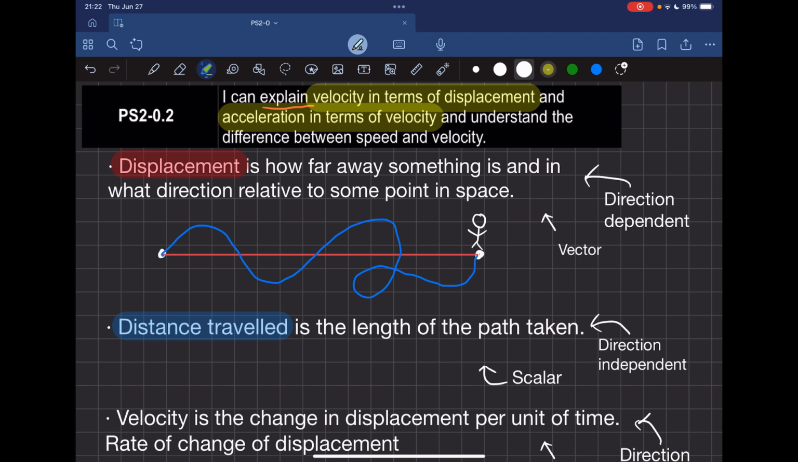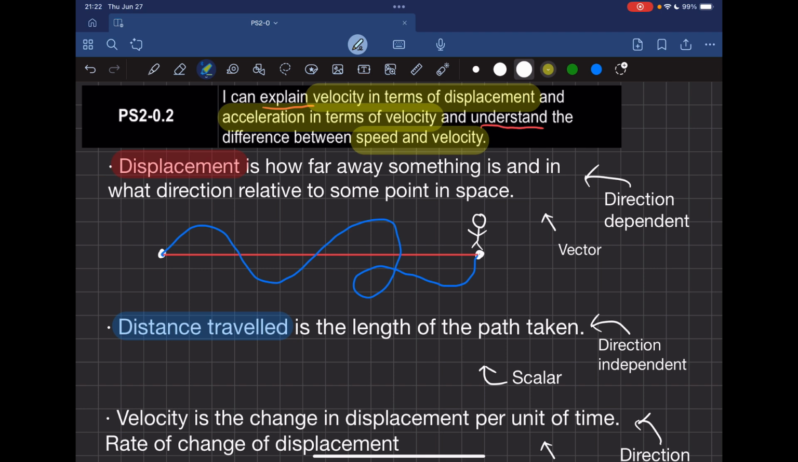And lastly, you need to understand, although that's a bit of a vague verb, it'll be determined by whether you can explain it or not, the difference between speed and velocity. So really the vocabulary words here are speed and velocity. So I can explain velocity in terms of displacement, acceleration in terms of velocity, and understand the difference between speed and velocity. So let's go over some of these terms.